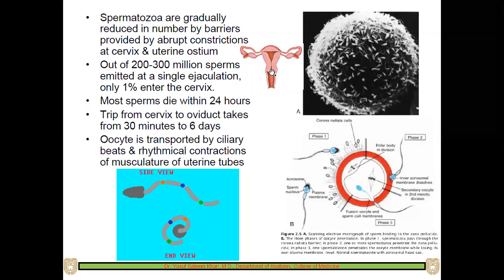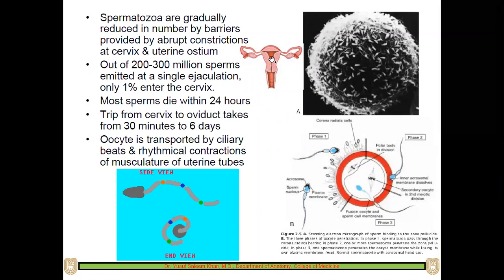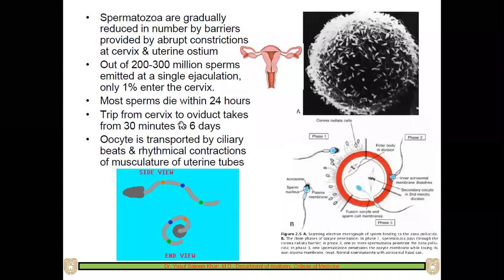The fastest can move from the cervix up to the ampulla part of the oviduct or the fallopian tube as fast as 30 minutes, and some of them can be alive up to a maximum of 6 days. But most of the sperms will reach on average within 24 hours. Okay, so the fastest can reach within 30 minutes, and the very slow one can reach up to 6 days.